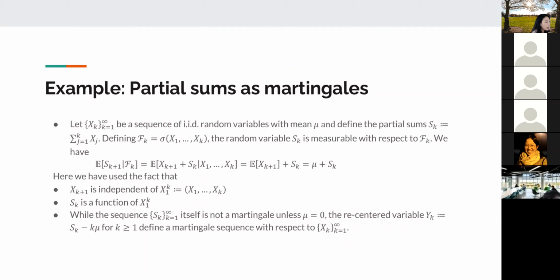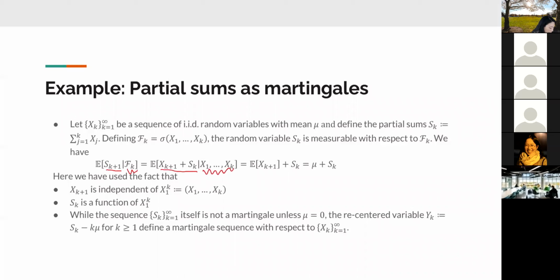Now you define, again, the sigma field generated from this sequence of random variables. As we said, it's just a canonical sigma field. So the random variable sk is measurable with respect to fk. And we have that the expectation of sk plus one conditioned on fk is nothing but the expectation of xk plus one plus sk. Right, this is nothing but the definition of sk plus one. And then the sigma field is nothing but the canonical variables, so it's x1 to xk, all right? So this is easy. Now, how do we get this, right?